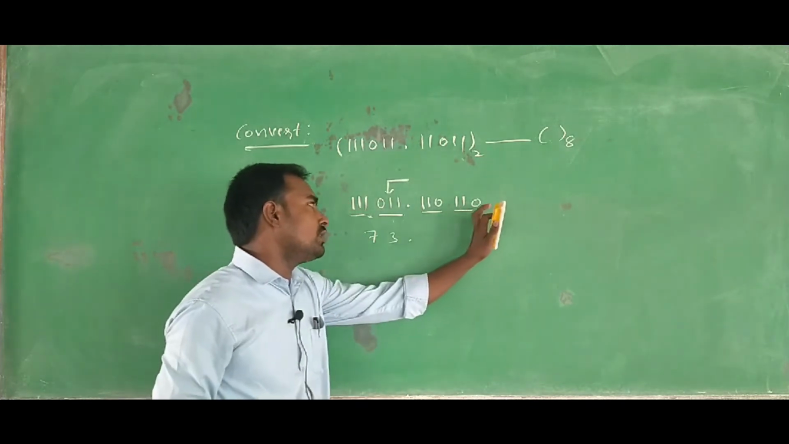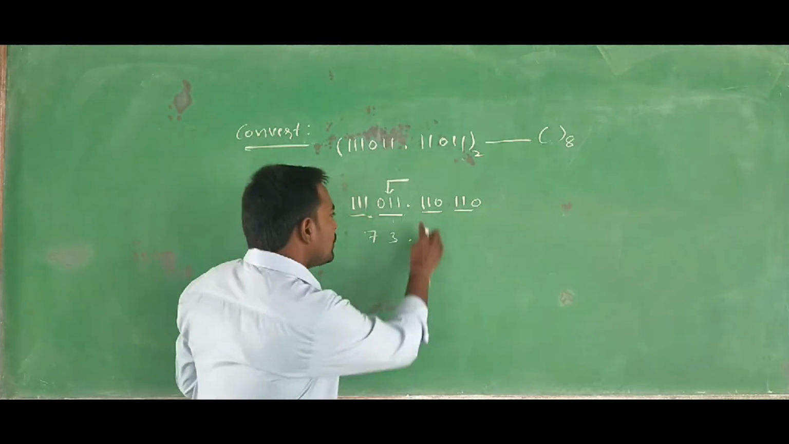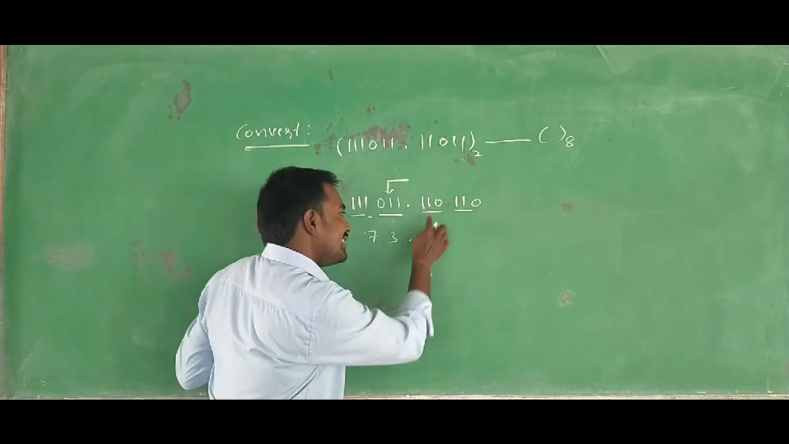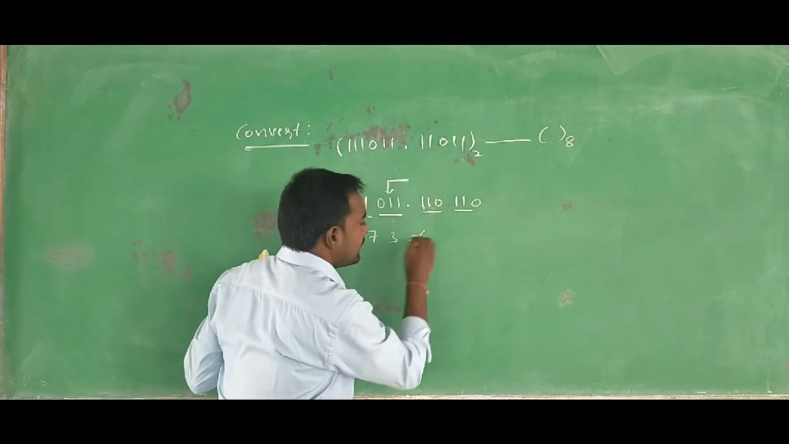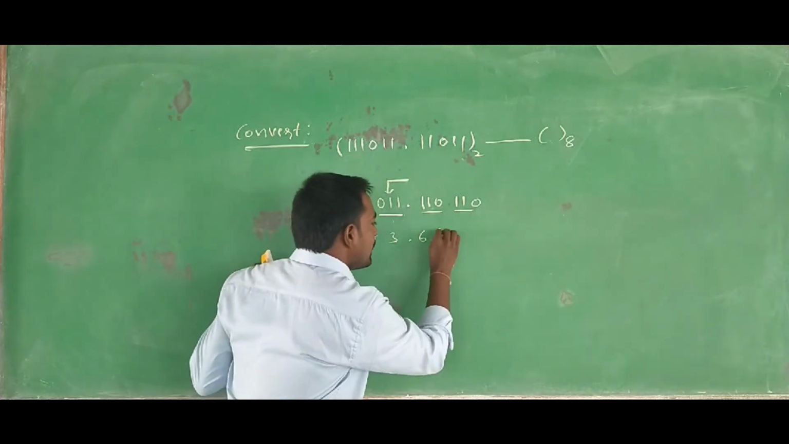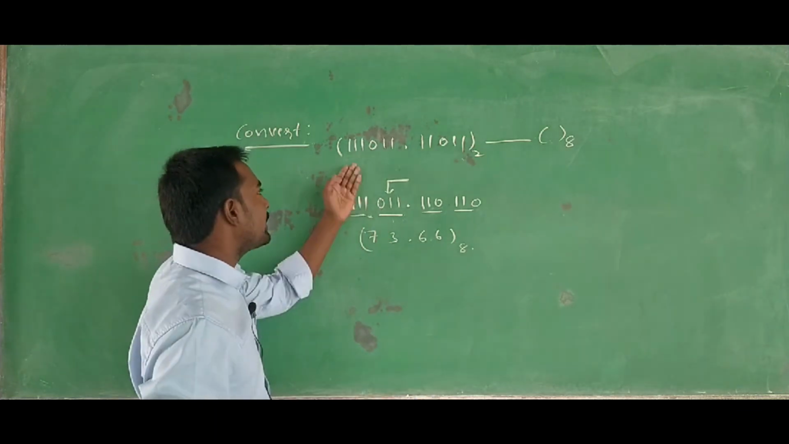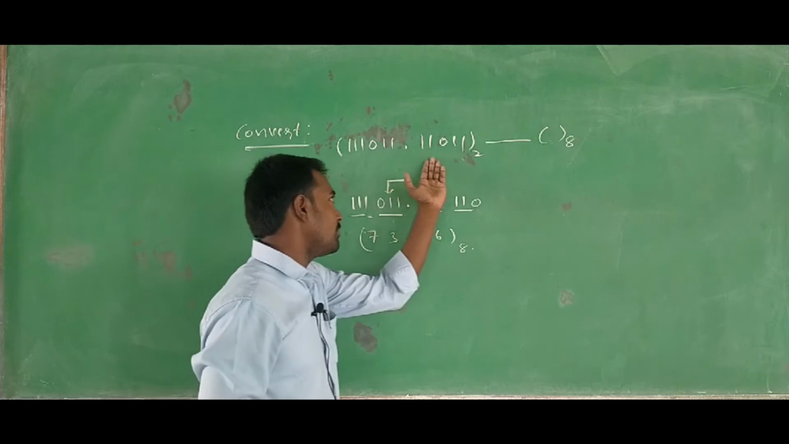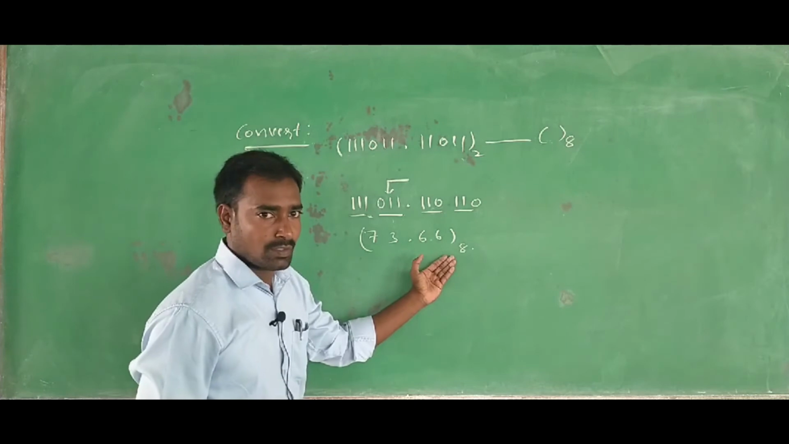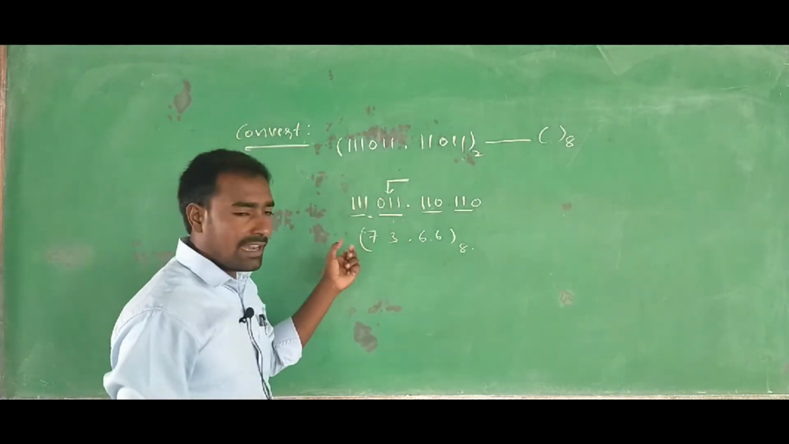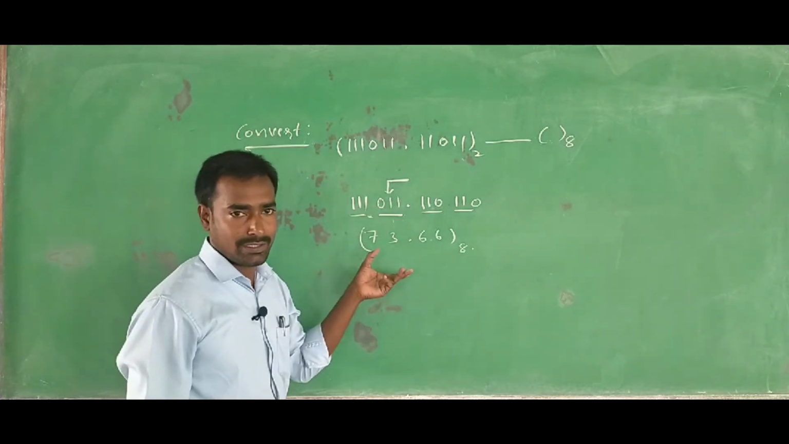When we take the 0, there is no change for this value. The equivalent for 110 is 4 plus 2, which gives 6, and again here we get 6. So finally we get the octal number equivalent for the binary number 111.11011, which is 73.66. When we are converting, we have to take the 3 equivalent binary digits, 3 equivalent binary digits.